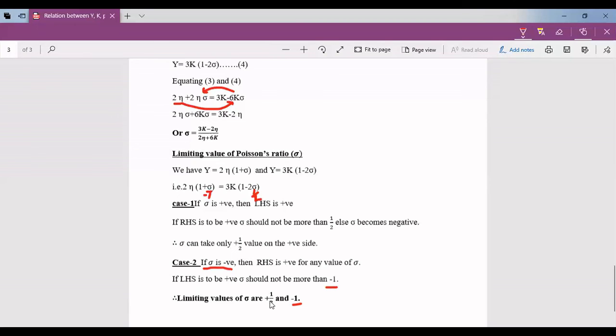It means that the elongation of a body would be accompanied by lateral expansion, which is not possible because it cannot be observed in practice. Therefore, the limiting value for sigma we usually take is half and 0 only, because minus 1 cannot be observed practically. So the limiting value for sigma is only half and 0.